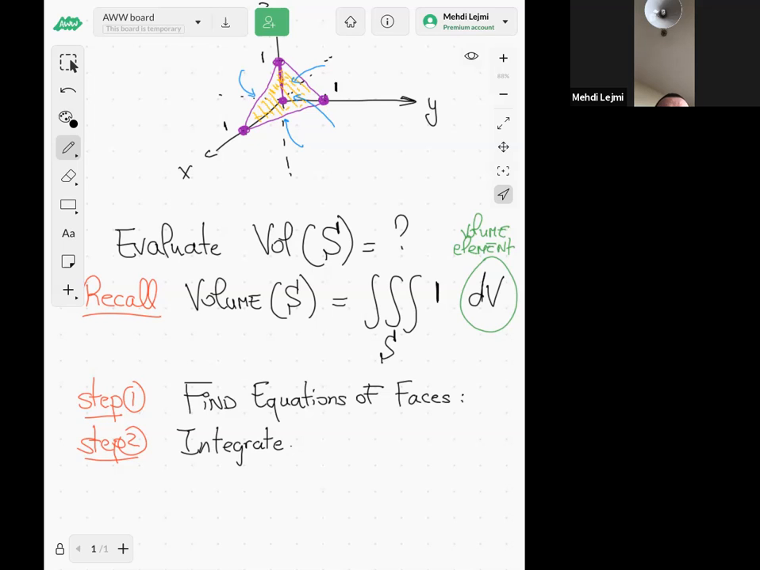I think there's only one face whose equation is not obvious, so you're probably going to need to use some material from Calc 3.